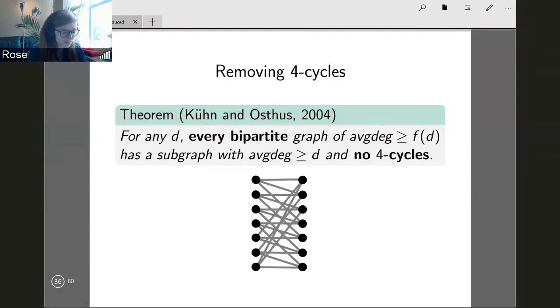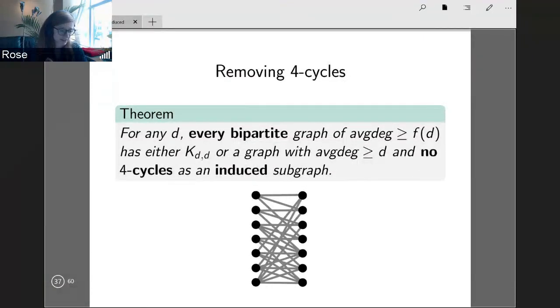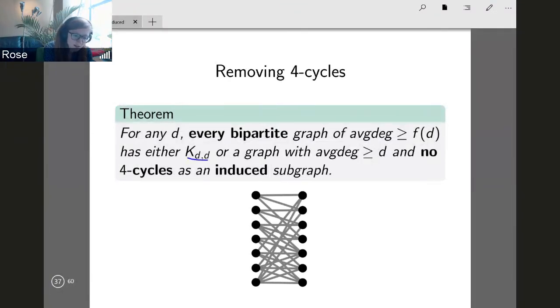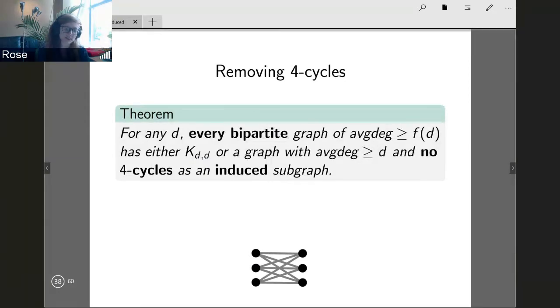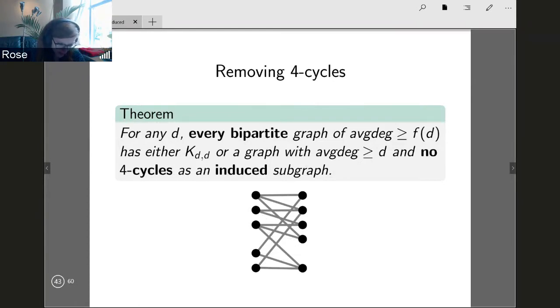Okay. And so the main theorem from the paper that I'm discussing is that this holds for induced subgraphs, as long as you don't have a big biclique. For any d, every bipartite graph with sufficiently large average degree has either K_{d,d} or an induced subgraph with no 4-cycles. The pictures are either you get your big biclique like that, or by just deleting vertices, you get rid of all the 4-cycles while keeping the average degree at least d. It's of course hard to draw a picture of these because the graphs end up being very big.